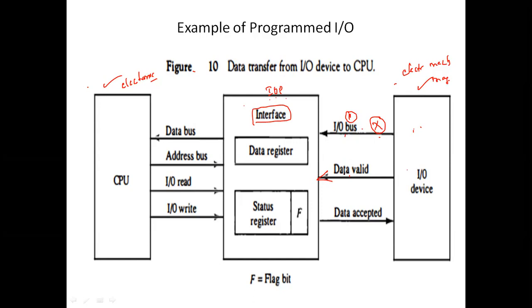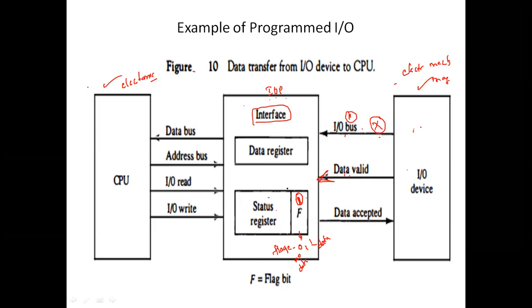After the data valid signal, the status register F flag is set to 1. F is a flag, so the flag is going to have 0 or 1. 0 means no data, 1 means data is available. Whenever the data valid signal is given to the interface, the interface marks the status register, the flag register, as 1. 1 means one of the IO devices is ready to send the data.